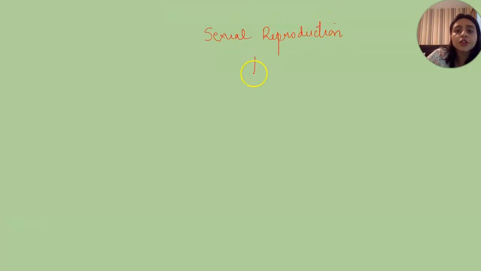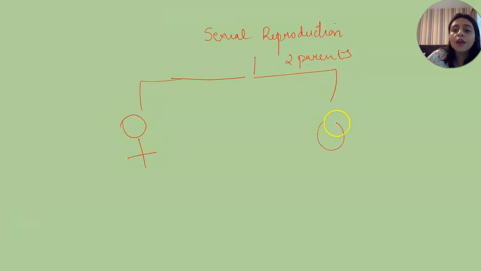Sexual reproduction involves two parents. One is the male parent and one is the female parent, because we need one trait or genetic character from each to form a baby.